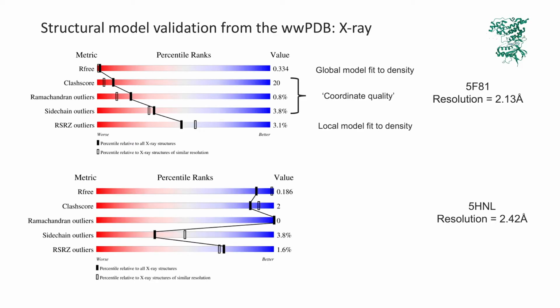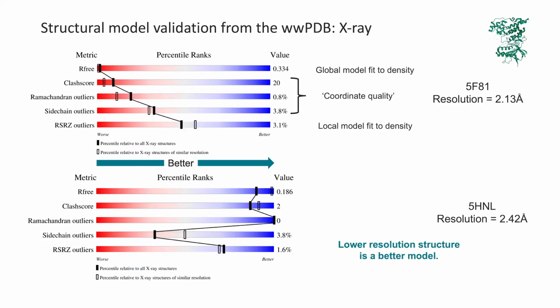This structure, on the other hand, is also from chicken lysozyme at a slightly worse nominal resolution, but it's a much better model. Overall, it's a far better fit to the global density, it's a better fit locally, and has far fewer problems with the atomic coordinates. So here we're seeing that the slightly worse nominal resolution structure is actually a better model. So resolution can tell you how good the model could be, but it doesn't tell you how good the model is.